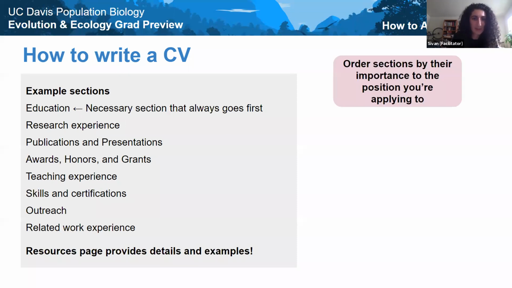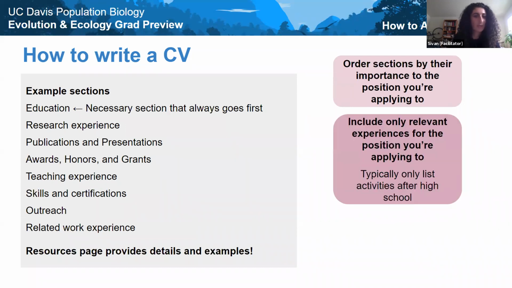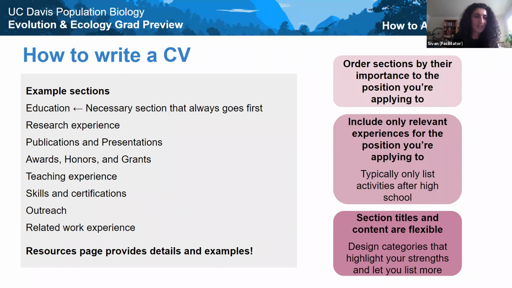Some rules to keep in mind, though, is that you want to order sections by their importance to the position that you're applying to. Generally, people stop paying attention as they go down, so you want the most important things at the top. You want to include only relevant experiences for the position you're applying to, and you typically only list activities after high school. And section titles and content are flexible. So you want to design categories that highlight your strengths and let you list more about yourself.